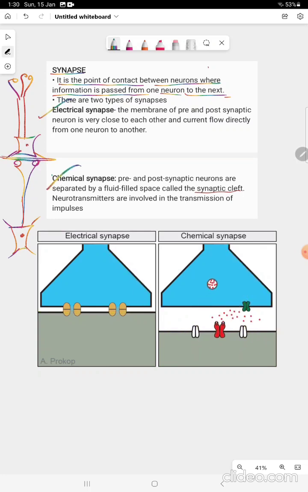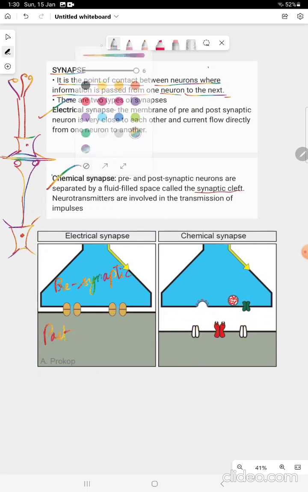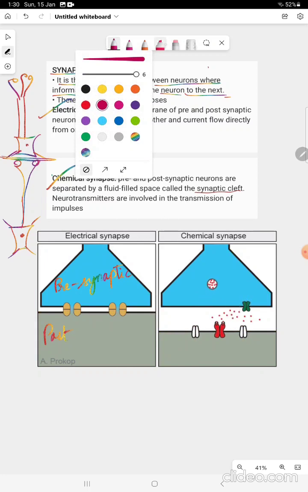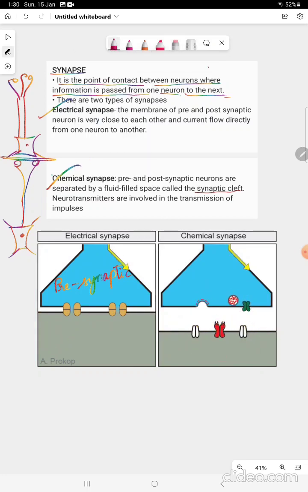In an electrical synapse, the gap between two neurons is very small in nature. In your textbook, the region of the first neuron is called the presynaptic region, and the region of the second neuron is called the postsynaptic region.